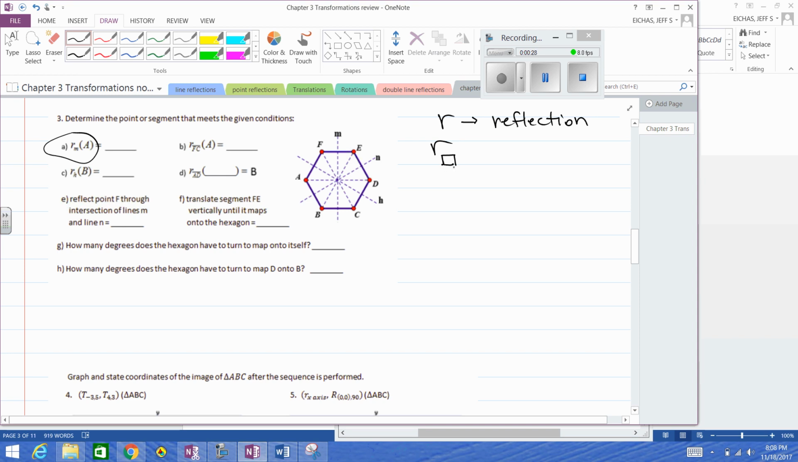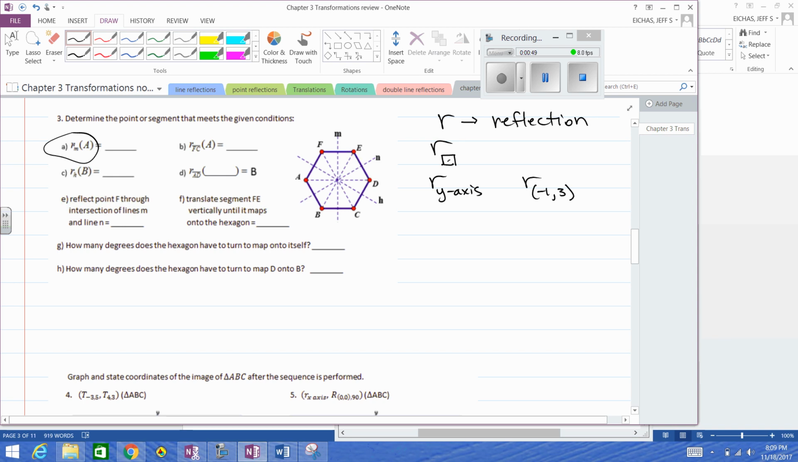reflection. Obviously, if we put something like y-axis, well, that's a line. Or if we were to put the point -1, 3, that's a reflection through the point. So it depends on what is in this subscript, whether it's a line or a point reflection. So that's what we got to consider.